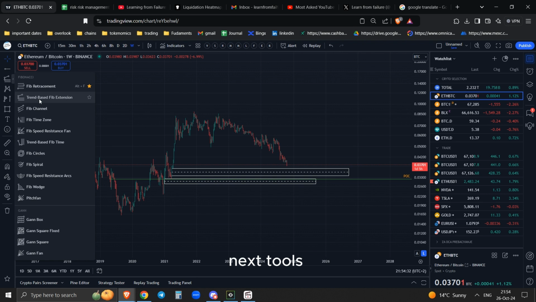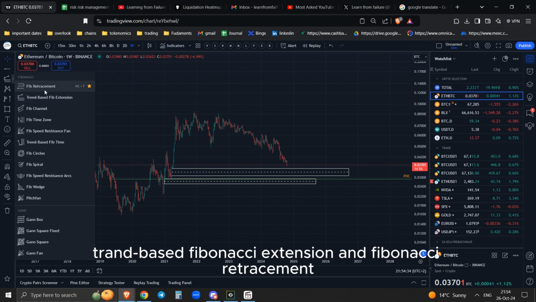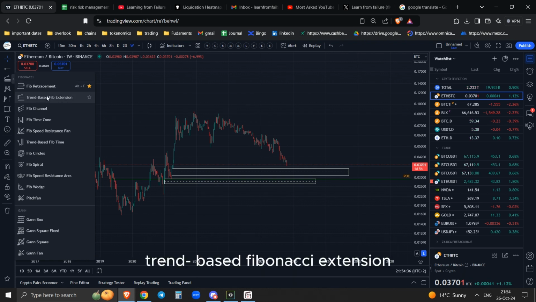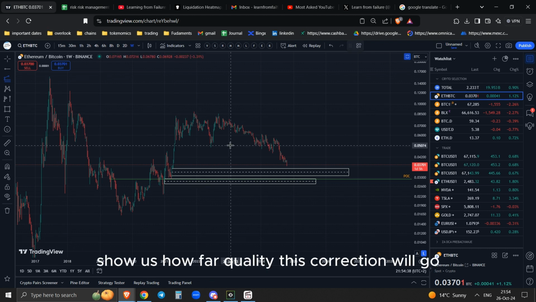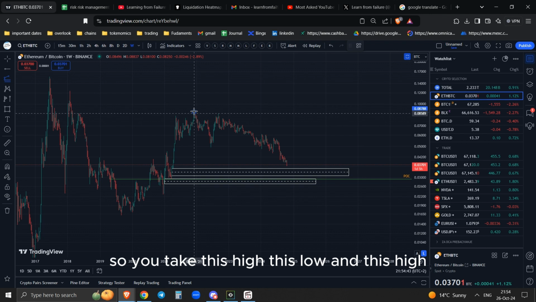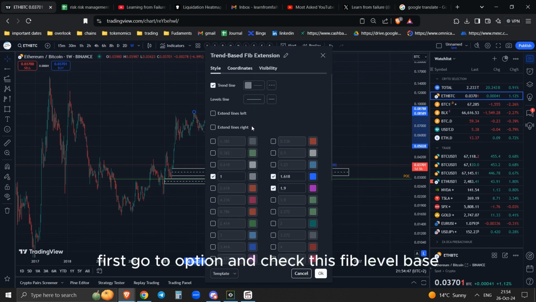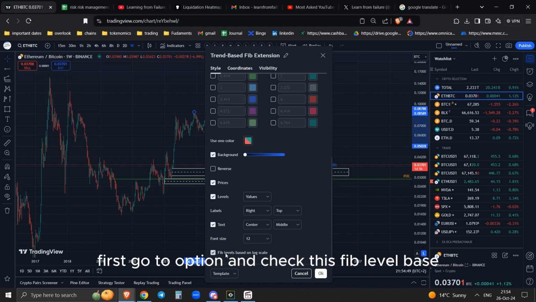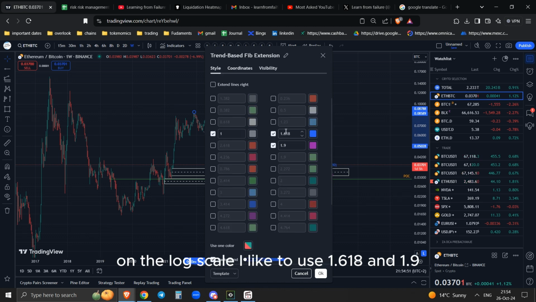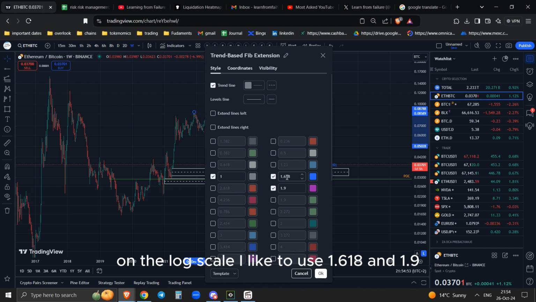Next tools, trend-based Fibonacci extension and Fibonacci retracement. Trend-based Fibonacci extension shows us how far this correction could go. So we will take this high, this low, and this high. First, go to options and check the Fib levels based on the log scale. I like to use 1.618 and 1.9.